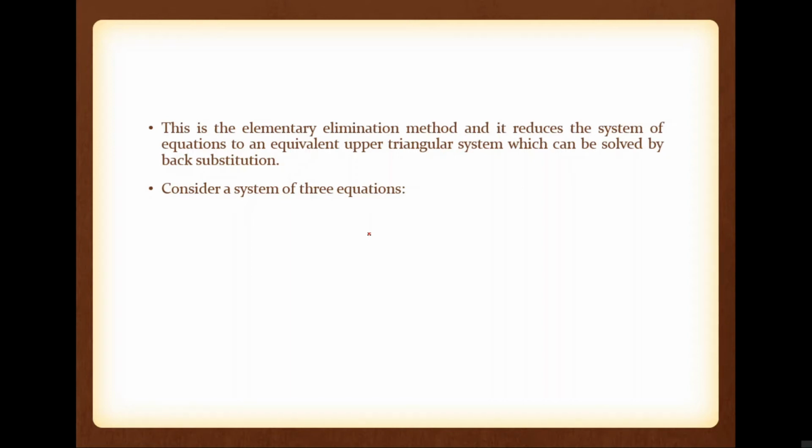Okay, so consider a system. For convenience I am considering only 3 equations, that is a11 x1 plus a12 x2 plus a13 x3 equal to b1, a21 x1 plus a22 x2 plus a23 x3 equal to b2, a31 x1 plus a32 x2 plus a33 x3 equal to b3. Is it okay?